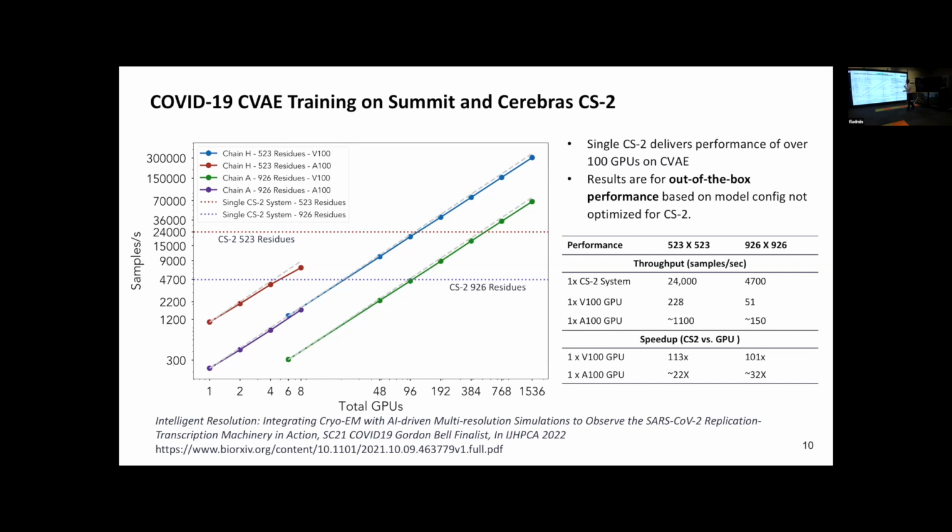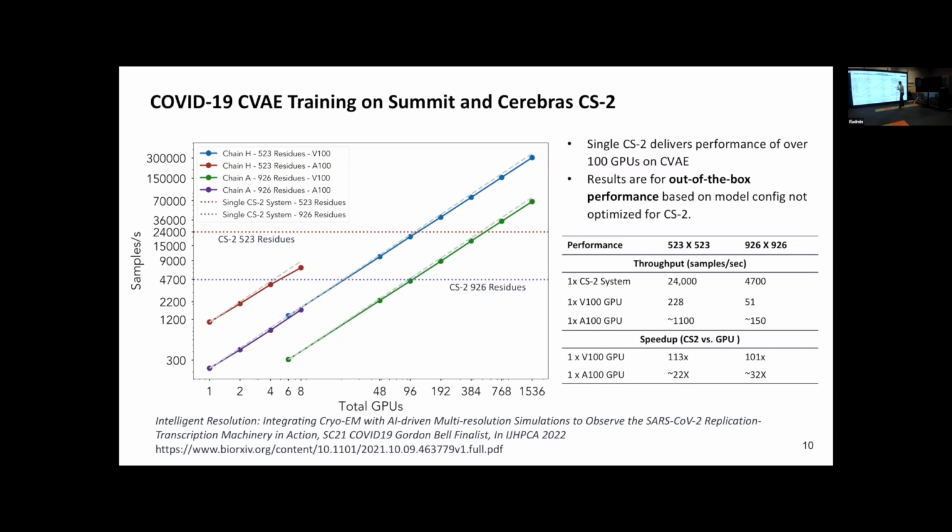So what you see in this figure is we ran a distributed training on Summit, which is a V100 based system. It's a supercomputer at Oak Ridge Leadership Computing Facility. Each node has 6 GPUs. This is V100. And we're comparing the performance of doing the training on a CS2, that's a Cerebras system, with the Summit supercomputer. In addition, we also compared the performance of the same on ThetaGPU, which has A100 GPUs.